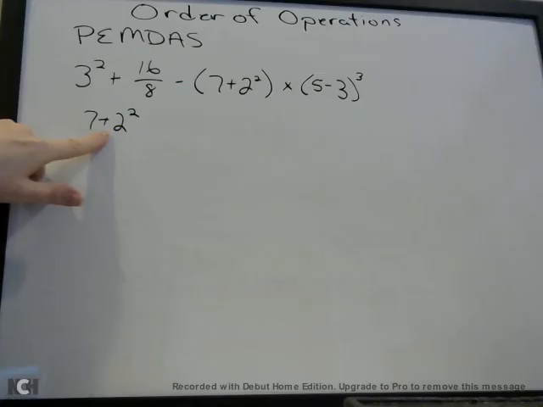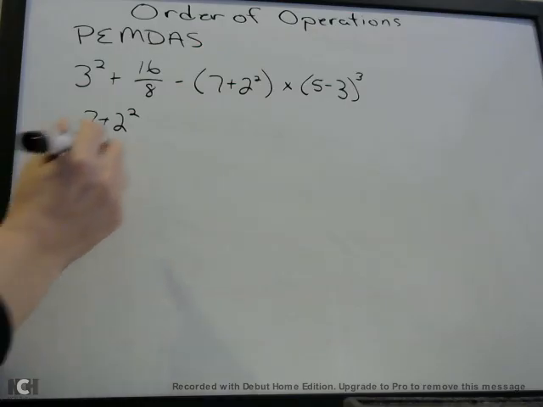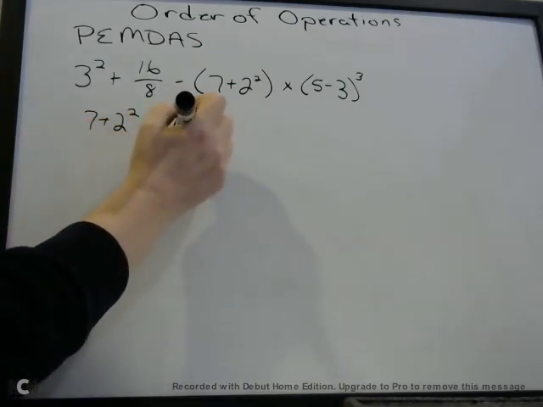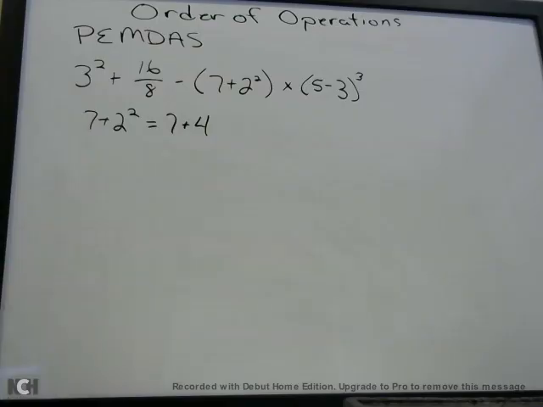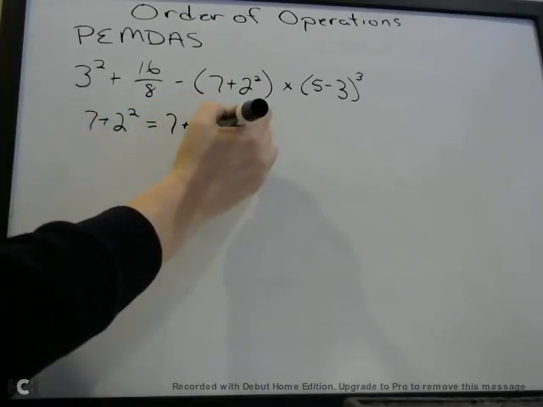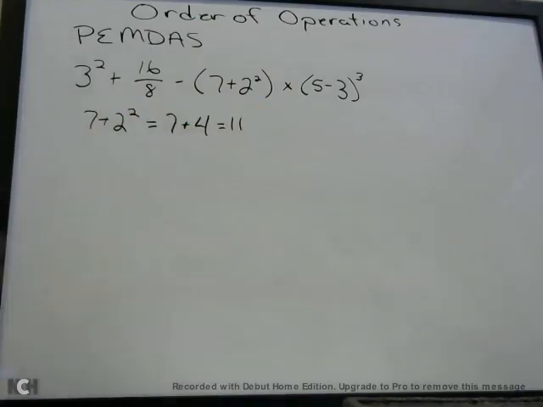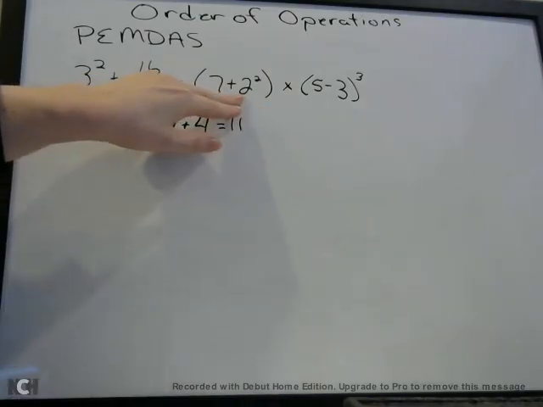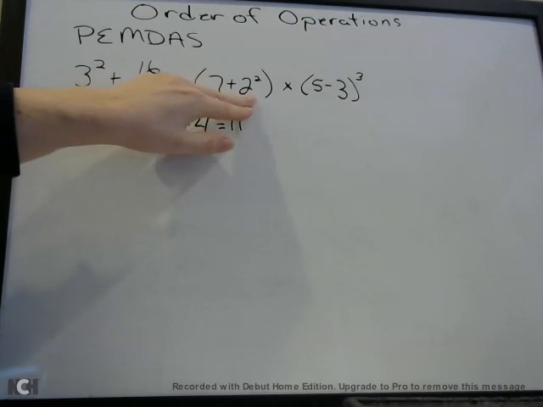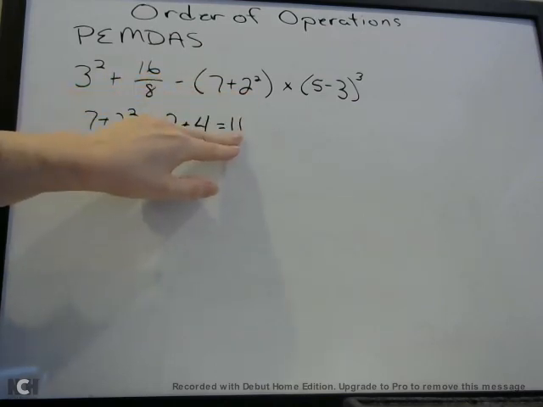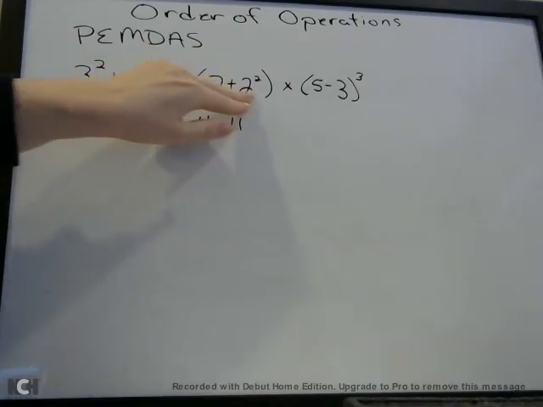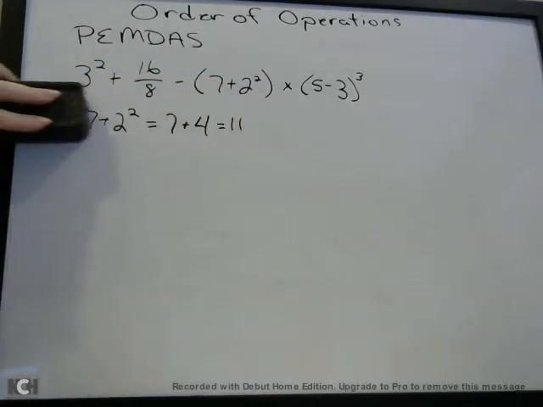So before we do this addition, we're going to do 2 squared. So remember what 2 squared is. 2 times 2 is 4. So this equals 7 plus 4. 7 plus 2 squared is 7 plus 4, and that equals 11. So inside our parentheses, 7 plus 2 squared, we figured out that equals 11. So I'm just going to substitute 11 in for this parentheses. So I'm just going to rewrite.